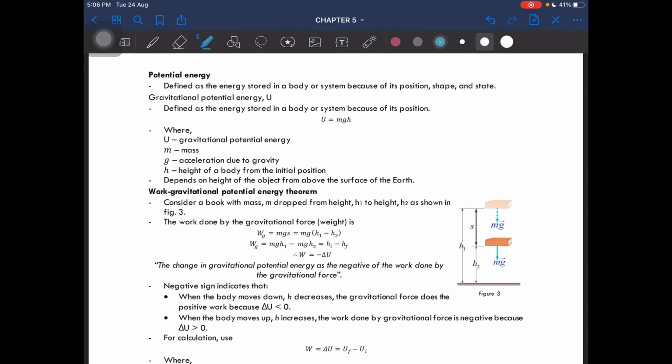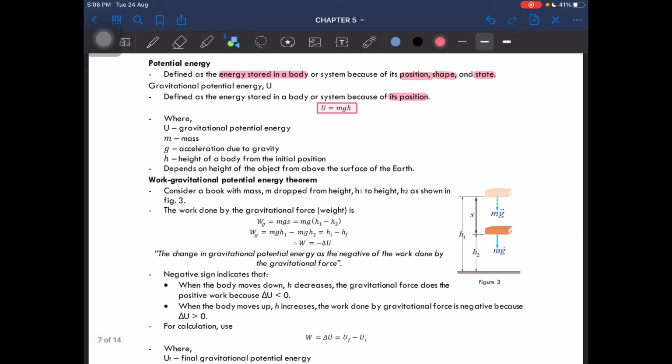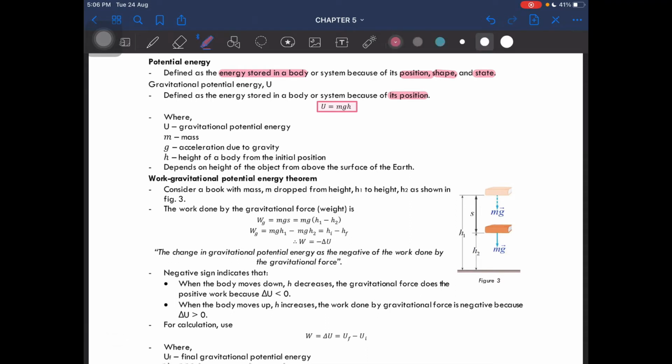And then we also have potential energy, which is defined as the energy stored in a body because of its position, shape, and also state. We also have gravitational potential energy. This one is due to its position. Potential energy is the storage of energy. You can calculate that using this formula here, and it always depends on the height of the object above the surface of the earth.